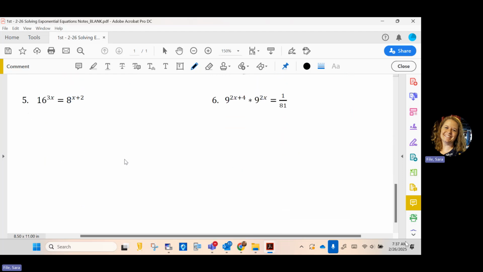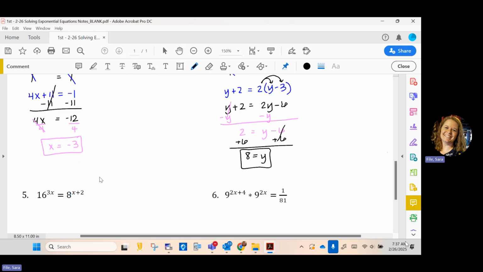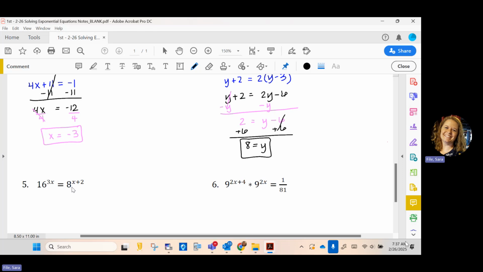All right, so here's one where I'm going to have to change both bases, because in the last one, I was able to rewrite 16 as a base 4, so the left and right bases matched, because 16 is 4 squared, but I can't rewrite 8 to a power to be 16. 8 to any power doesn't equal 16. So that's not going to work. So I have to think smaller.